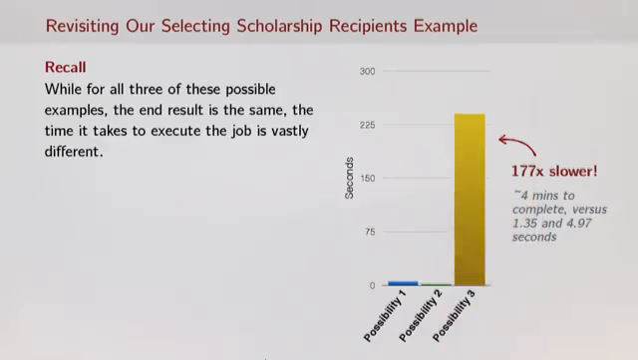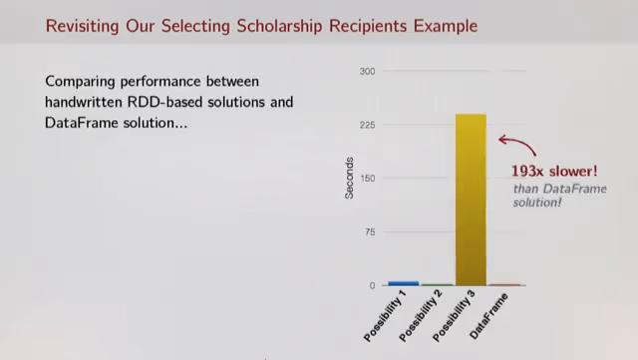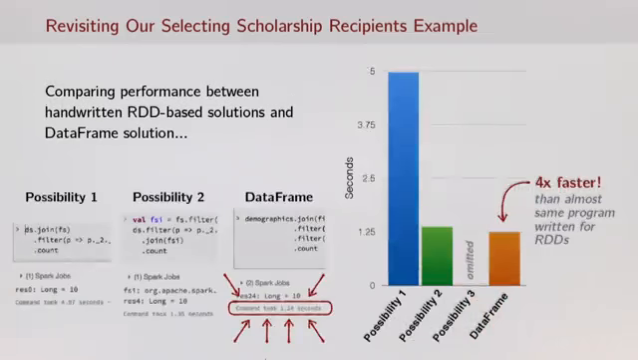So how does the data frame solution that we just looked at compare to these other three possibilities? Well, this is what it looks like. The data frame example's performance numbers are here. And actually, it's even faster than these other two possibilities, because the Cartesian product version is 193 times slower than this data frame version here. So the data frame version actually took only 1.24 seconds to complete, as compared to 1.35 seconds for the filter-join version and 4.97 seconds for the join-filter version, right?